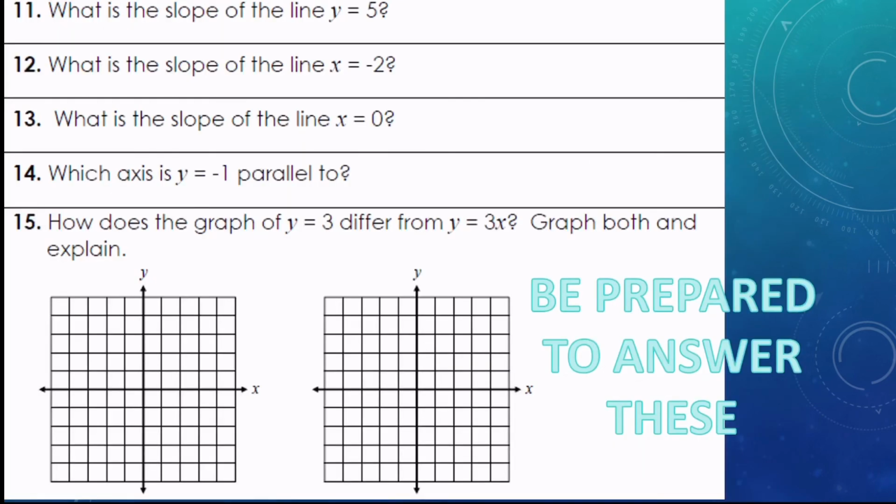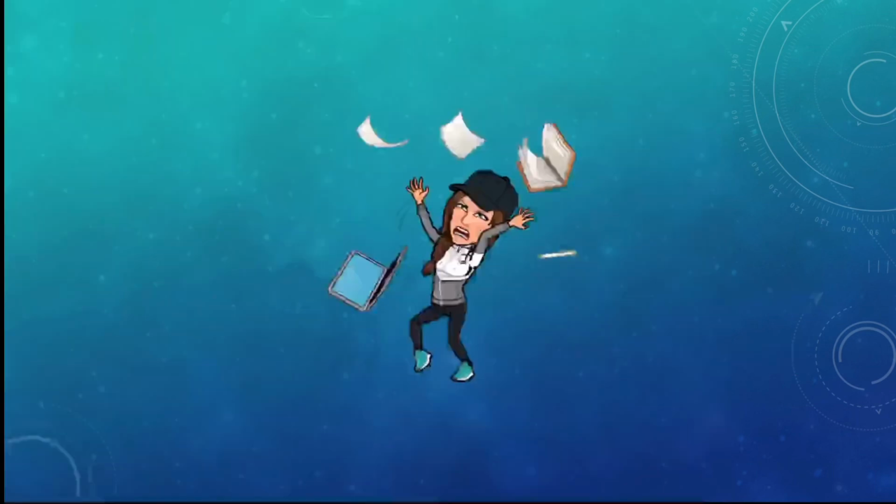So 11 through 15, I want you to be prepared to answer these. If you have to graph them, graph them. But think about what we've gone over. You might see these questions again on a graded assignment. We're going to go over these in class tomorrow. If you have a question, ask. It's a very short lesson, but this is a lesson on committing it to memory.